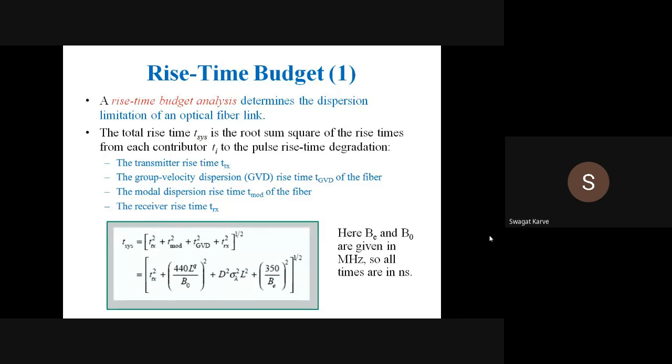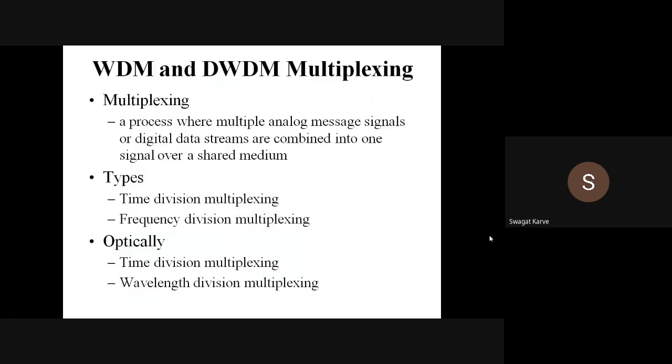So the formula is given: T system is equal to the square root of Tx square, that is the transmitter rise time, plus T square mode, that is the modal dispersion rise time, plus group velocity dispersion rise time, plus receiver rise time, right? You have to square each of these rise times, add them together, and then finally take the square root of that answer. Then you will get the total rise time of that system, that is the T sys. Okay, so this is about the rise time budget.